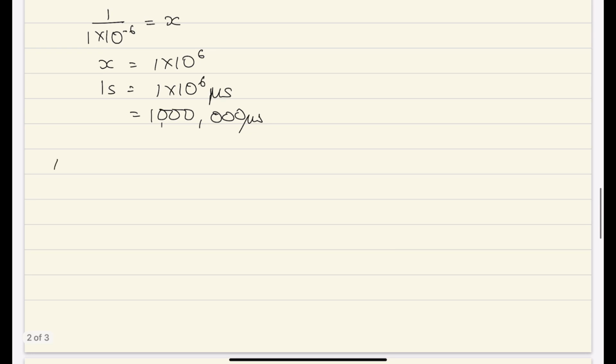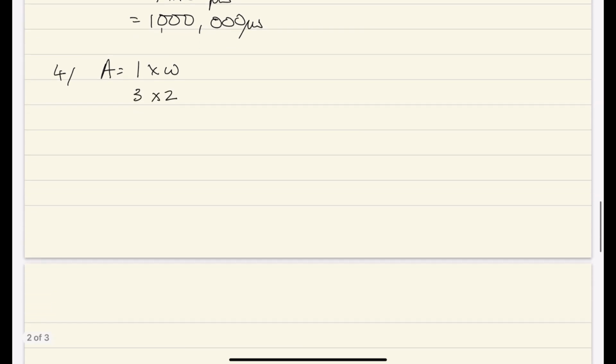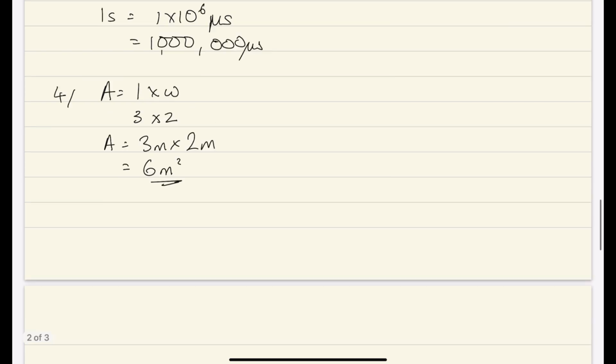Question 4. So this equation is used to work out an area of a rectangle. So I know that area is length times width. If the rectangle measures 3 by 2, calculate its area and include units. And so what I'm trying to do here is I'm doing 3 meters by 2 meters, which is the same as 6 meters squared.